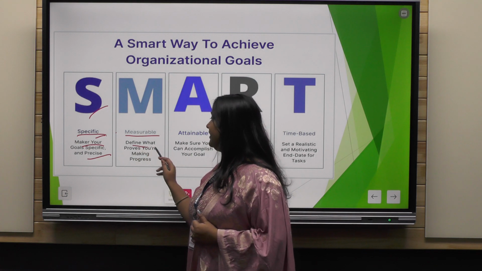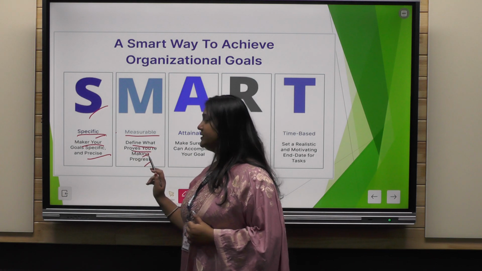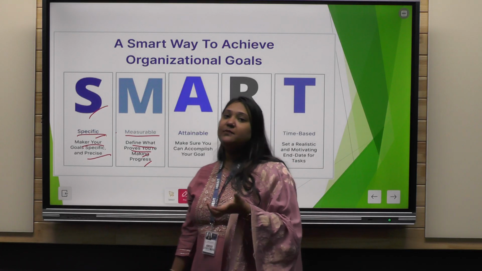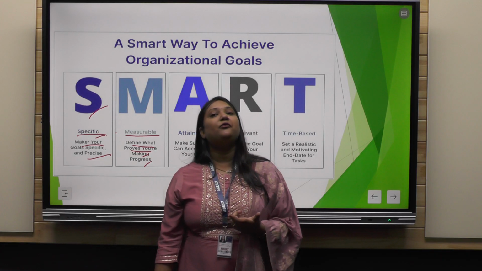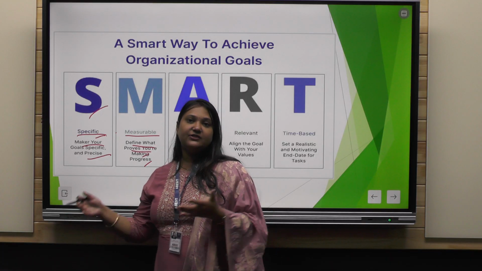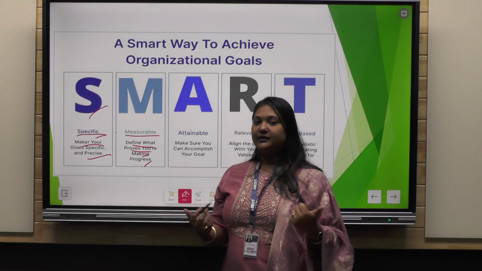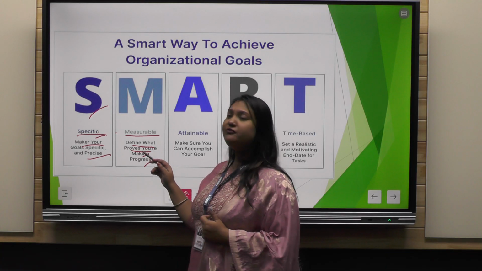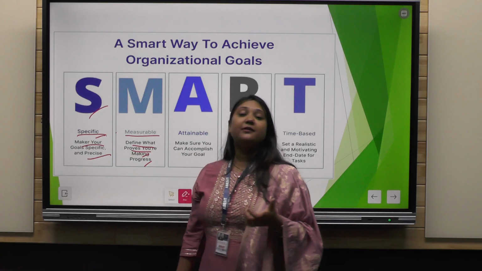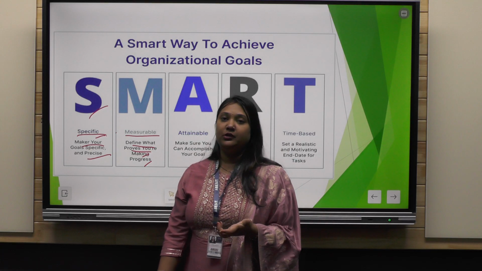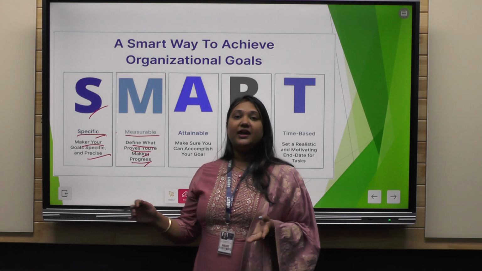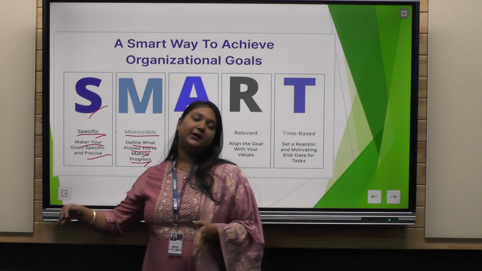Measurable, like define what proves you are making progress. You have to know the availability of resources, the availability of human resources, and the availability of skills you have. So by defining those skills and things available in your environment, you have to see what you can make and what you can prove to the company, and according to that you can progress in that particular way.